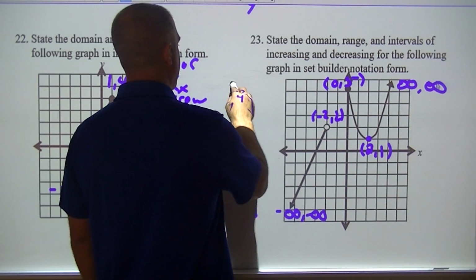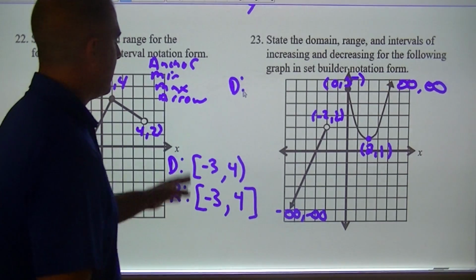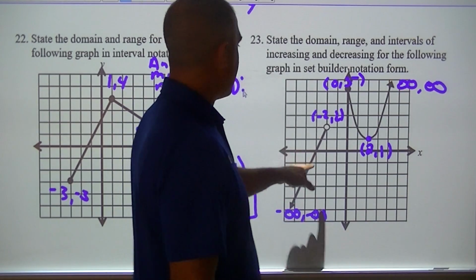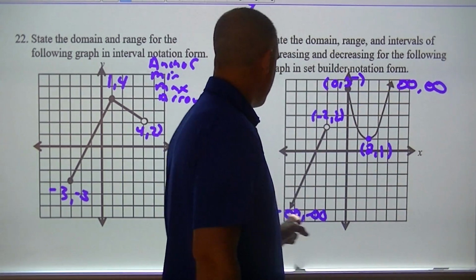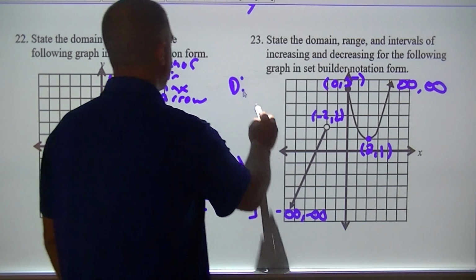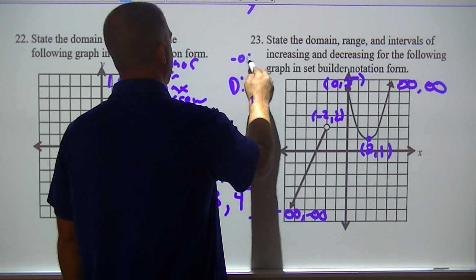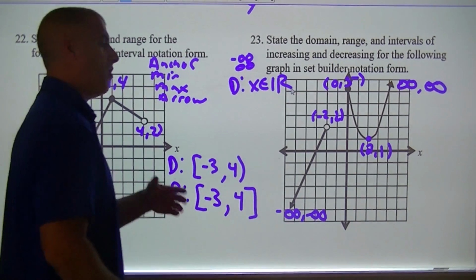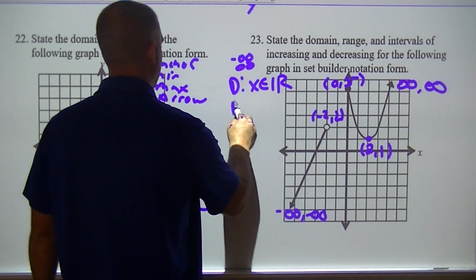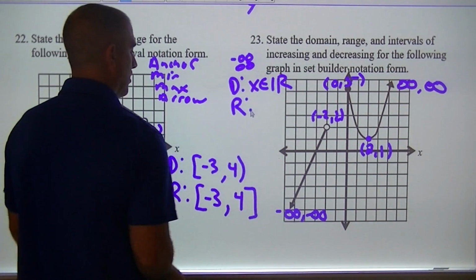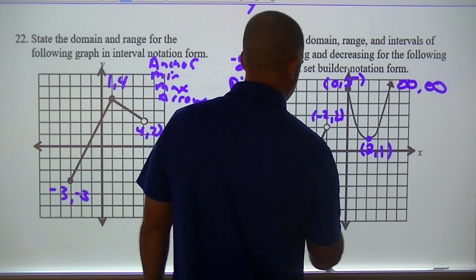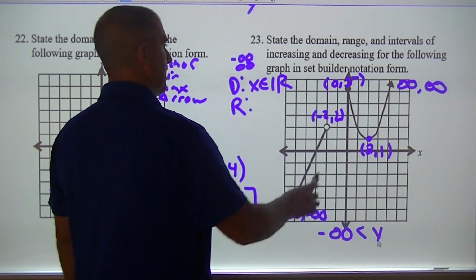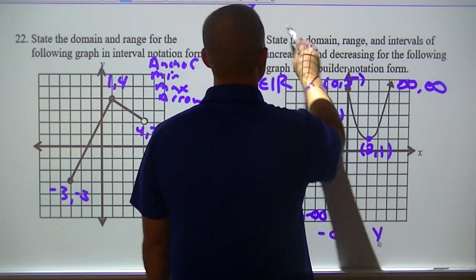Now, my domain, my smallest x value here is negative infinity. My biggest x, so if I compare all of these, the smallest is negative infinity, biggest is positive infinity. When it goes from negative infinity to positive infinity, the way you can write that in interval notation, you just write x ∈ ℝ, which stands for all real numbers.